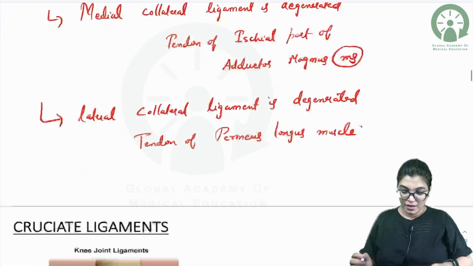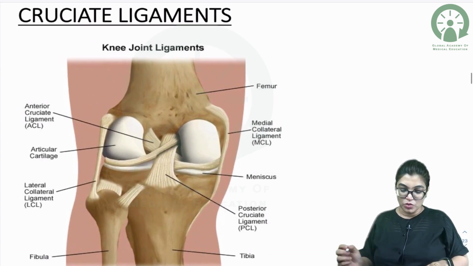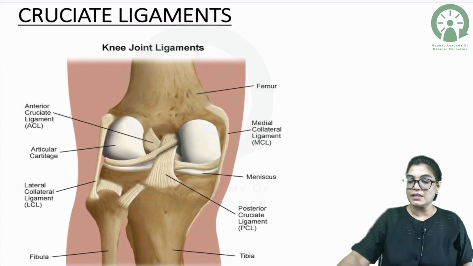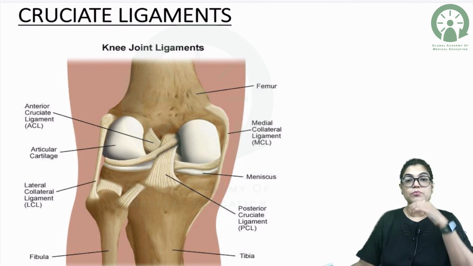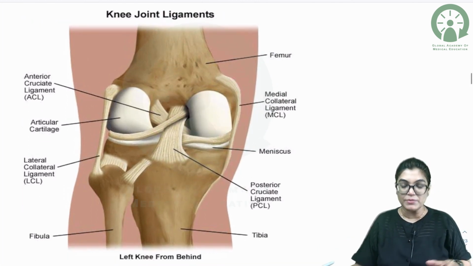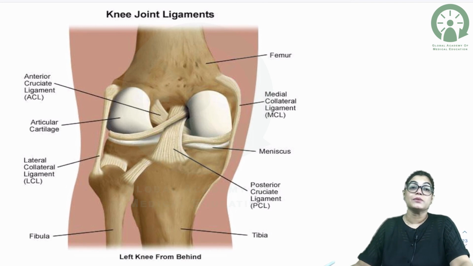Now, cruciate ligament. How many cruciate ligaments are there? There are two cruciate ligaments: one is the anterior and another is the posterior cruciate ligament. These cruciate ligaments are important for antero-posterior stability of the knee joint.